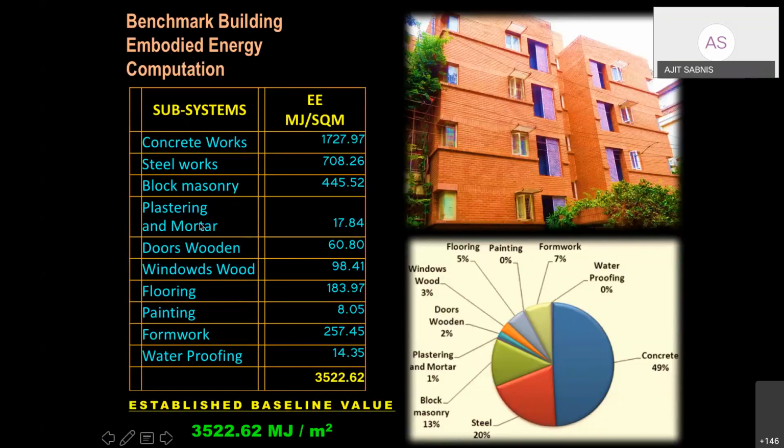When we represent this in a pie chart, we have these same percentages. From the embodied perspective, you can see that concrete, which contributes about 49% of the total impact, has the maximum embodied energy in megajoules per square meter. Similarly, steel work plays an important role. As we discussed last time, formwork also plays an important role from the embodied energy perspective, and brick masonry also plays an important role.